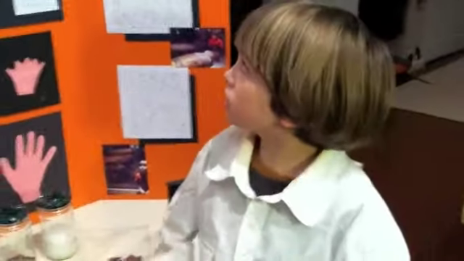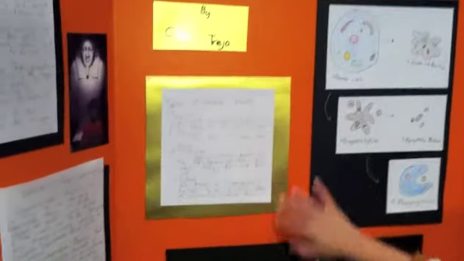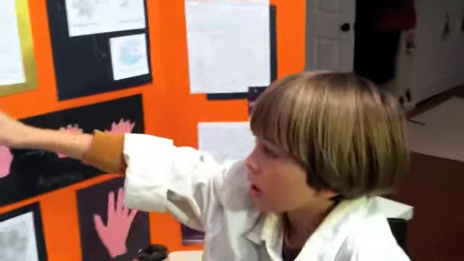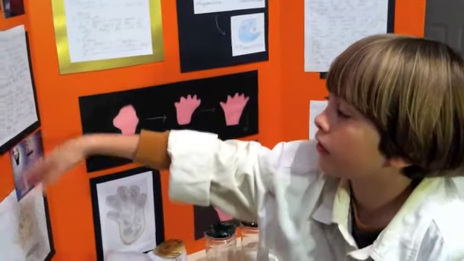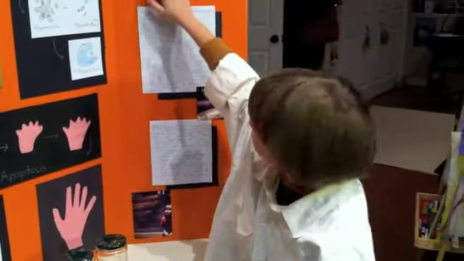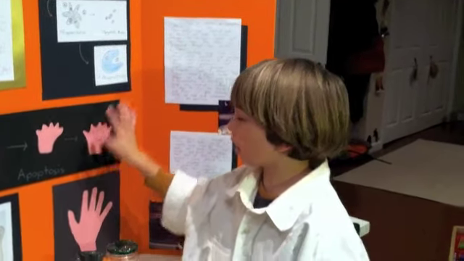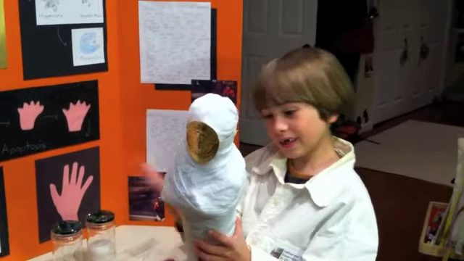Could you please tell us what your research is all about? My research is cellular preservation. So first I had to learn types of cellular death. Then I had to learn how we preserve it and another way to preserve it. And then I learned really how to make a mummy. I did this project because I like Egypt and I like its mummies. And mummies are preserved. This one isn't really preserved.